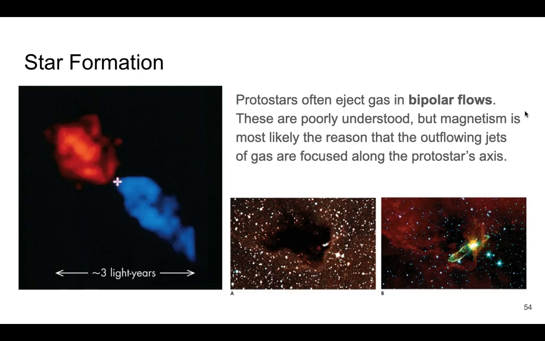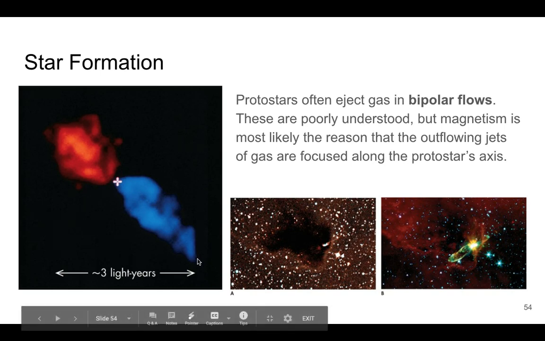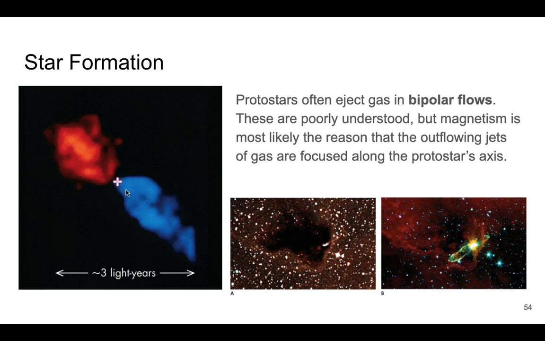So protostars often eject gas in bipolar flows. What that means is if we're looking here, this would be where the protostar is. And this is light that's shooting away from us, so they made it look a little redshifted. And this is light that's shooting a little bit towards us, so they made it look blueshifted. And they're not actually sure why we get these bipolar flows.